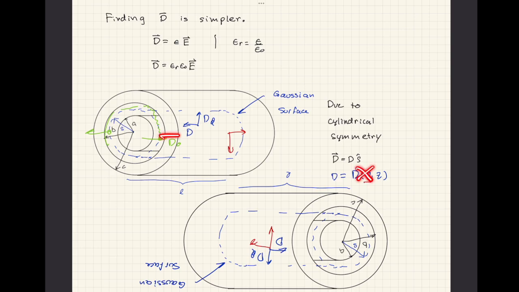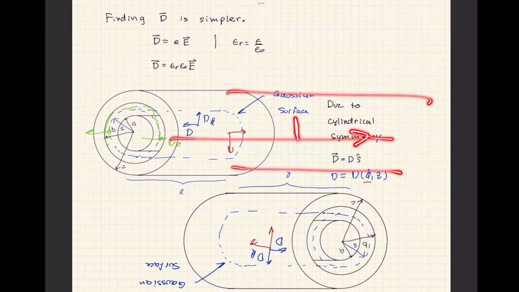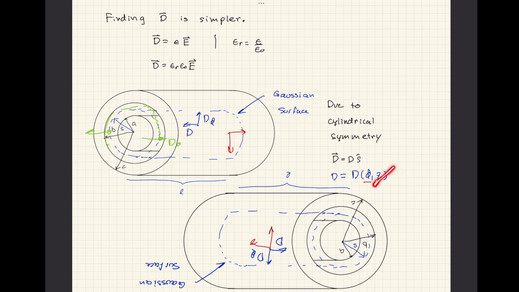What about z? If D did get stronger as you moved along the z-axis, well, someone else could have just as easily shifted their axis, or you could just walk along the cable and increase D's strength by walking along the cable. But you come across the same contradiction. You're left with the same cable as before. So the conclusion is there must be no z dependency. So D is constant along our Gaussian surface at constant radius s, and it points in the s-hat direction.